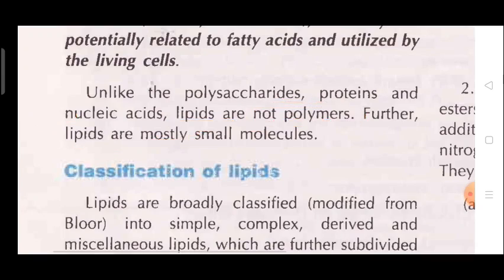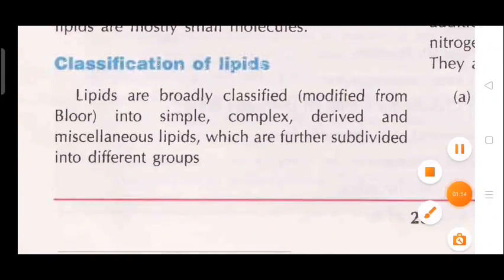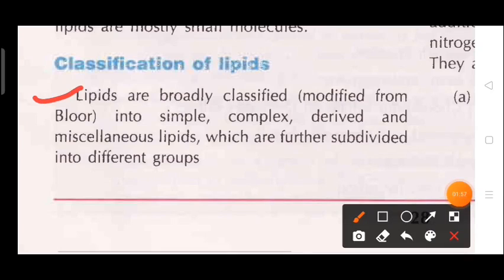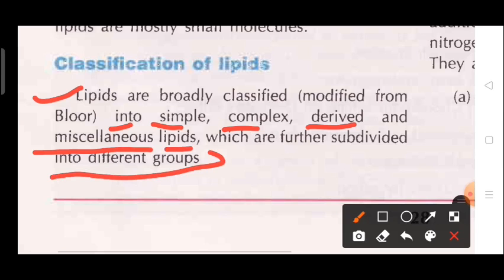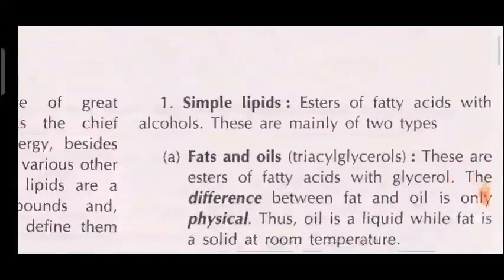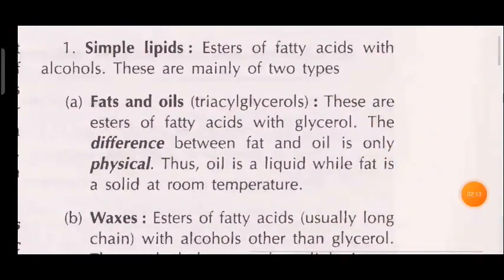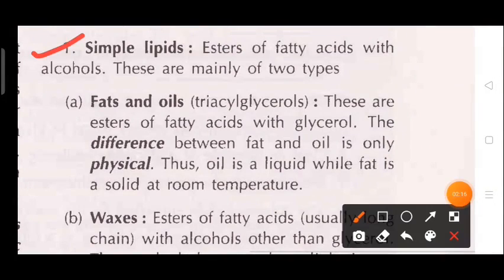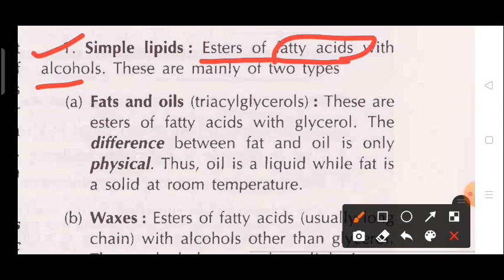Now about the classification of lipids. Lipids are broadly classified into simple, complex, derived and mucilaginous lipids, which are further subdivided into different groups. The first type of lipid we are going to study is simple lipid. These are the esters of fatty acids and alcohol.